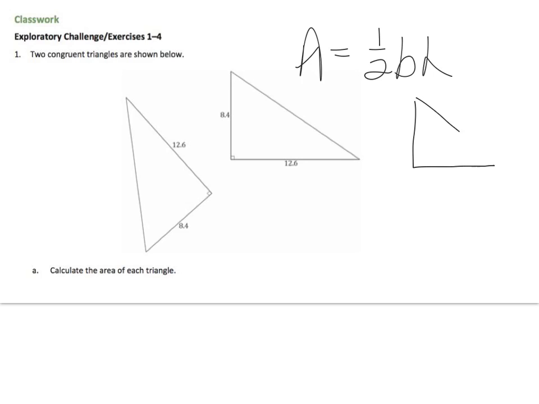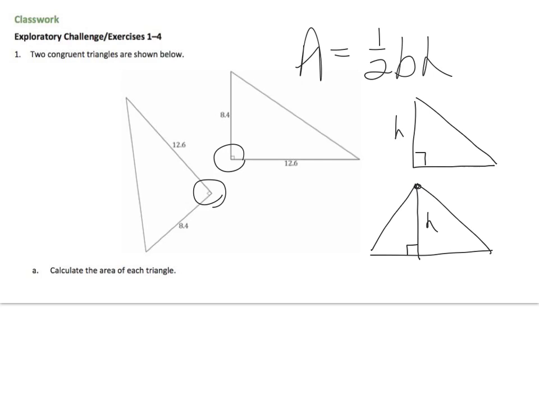On a right triangle, the height is the distance from one of the sides of the triangle to the vertex that forms a 90-degree angle. If it's not a right triangle, you need the altitude, which is the distance from a vertex to the opposite side where it forms a 90-degree angle. You need one of those two measurements. Sorry, label it. There we go. Luckily, these two are 90-degree triangles. So we can say area equals 1/2 times 8.4 times 12.6.